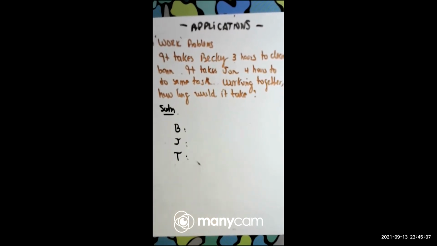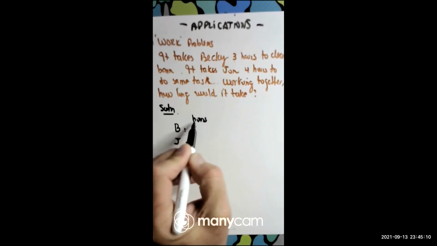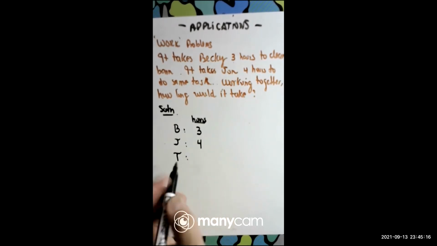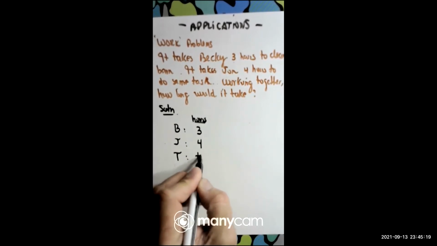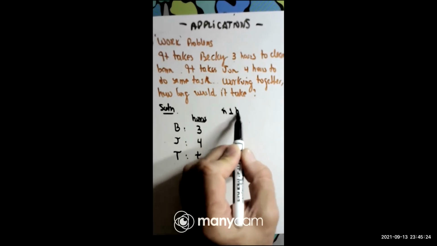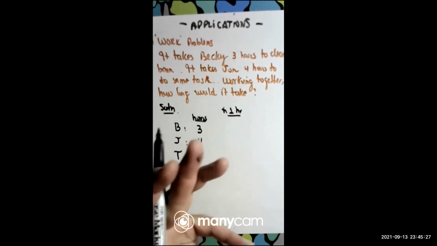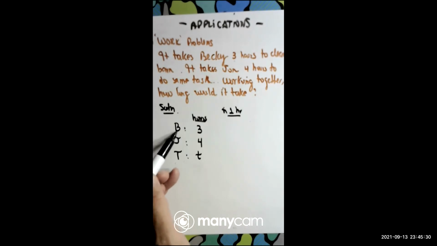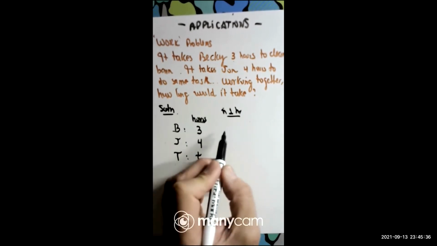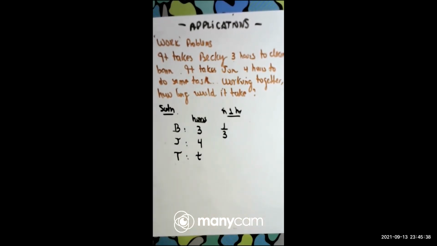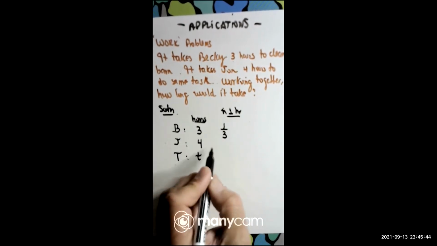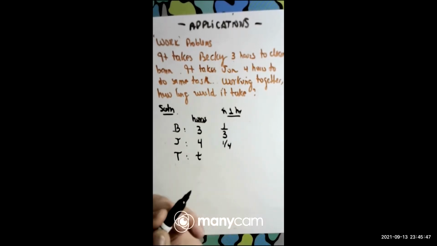Becky, John, together. How many hours? Of course, Becky takes 3 hours. John takes 4 hours. Working together, this is the unknown. I'm going to use T as in T hours. In 1 hour, what part of the task will each person be able to complete? If Becky takes 3 hours, in 1 hour she can complete a third of the job. Likewise, if John takes 4 hours, in 1 hour he can complete 1/4 of the job.